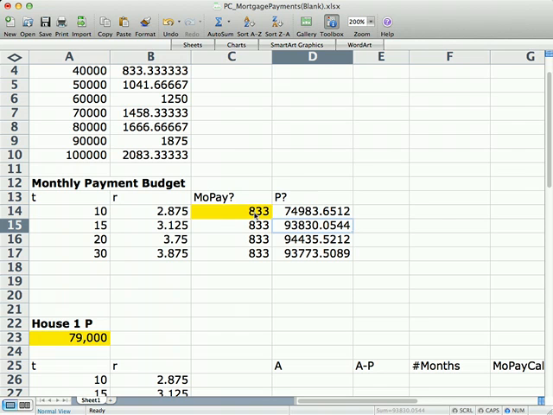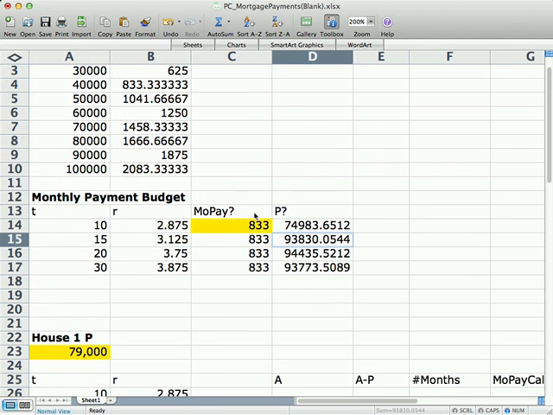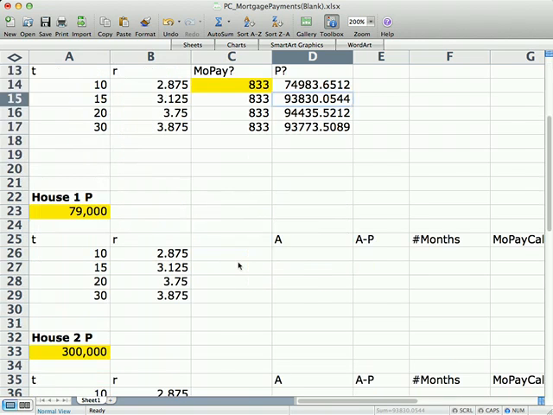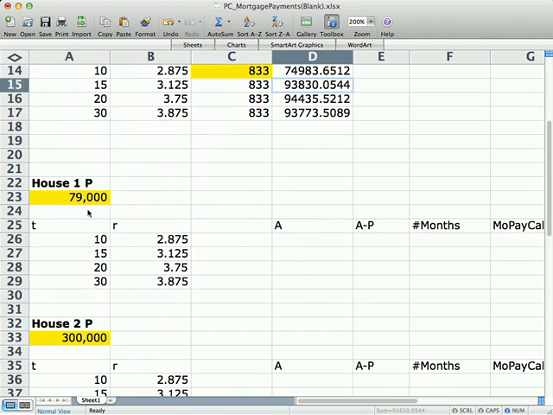So let's see. If my monthly payment is that, let's see. Yeah, we'll come back to that one. And then this is what I'm looking for: I've got two house situations. One house that's going to be $79,000, and then here I've got one house at $30,000. And let's see, we'll allow for a down payment as well.